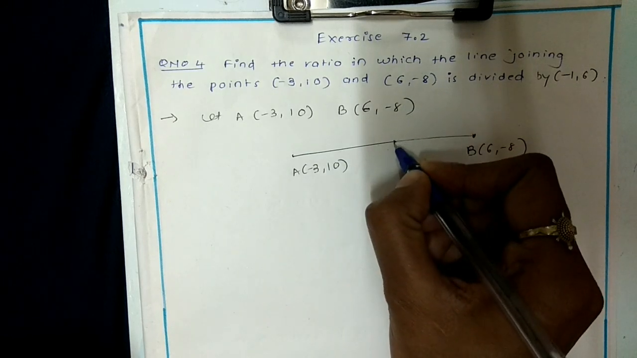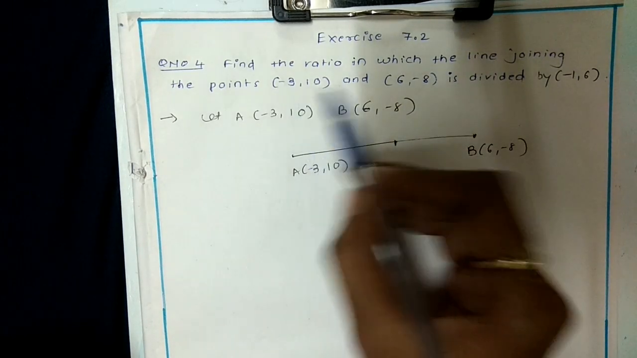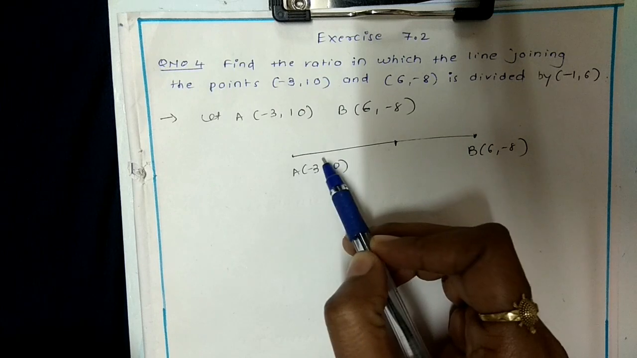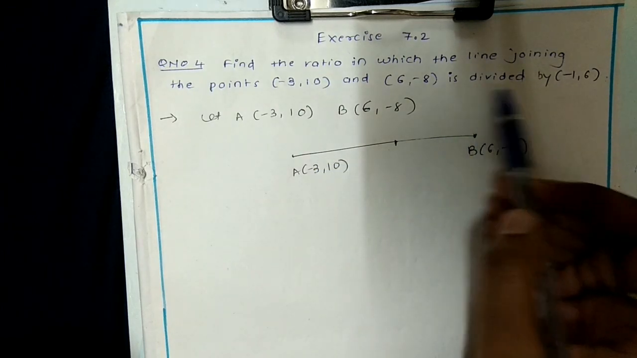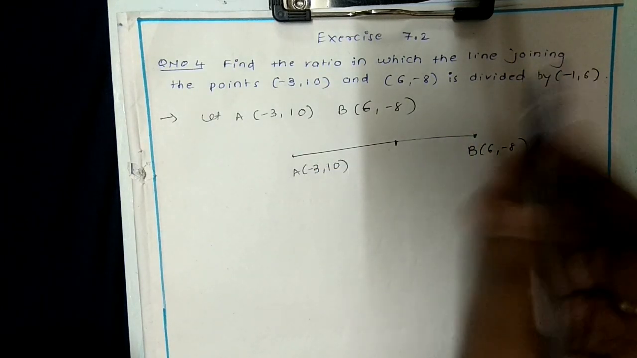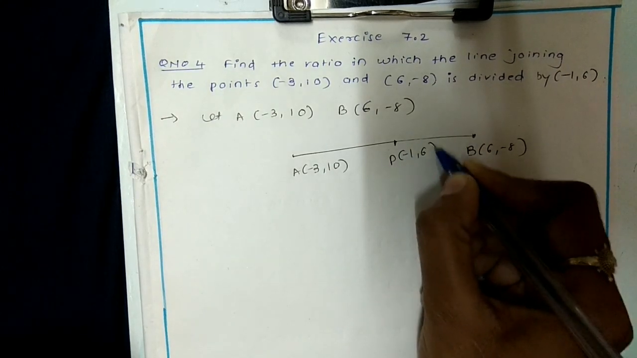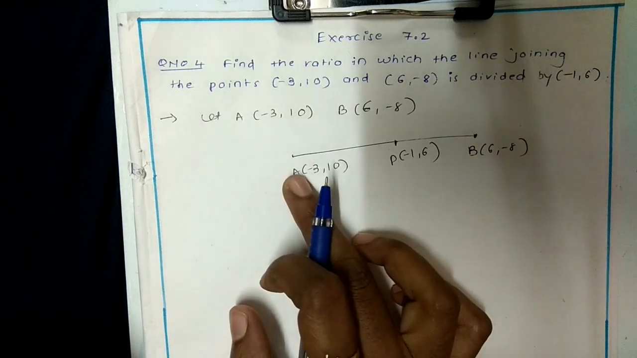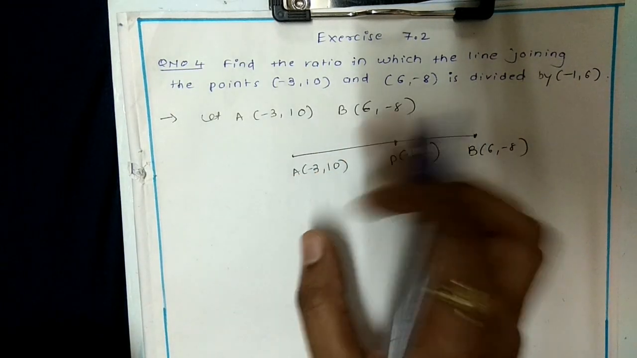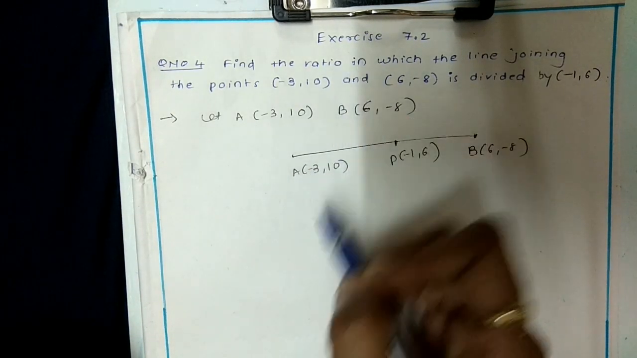Let us take the line joining the points. So we are joining these points. Here the line AB is divided by a point, so let us take that to be P, the point of division. This point of division divides the line in some ratio, and that ratio we have to find out.